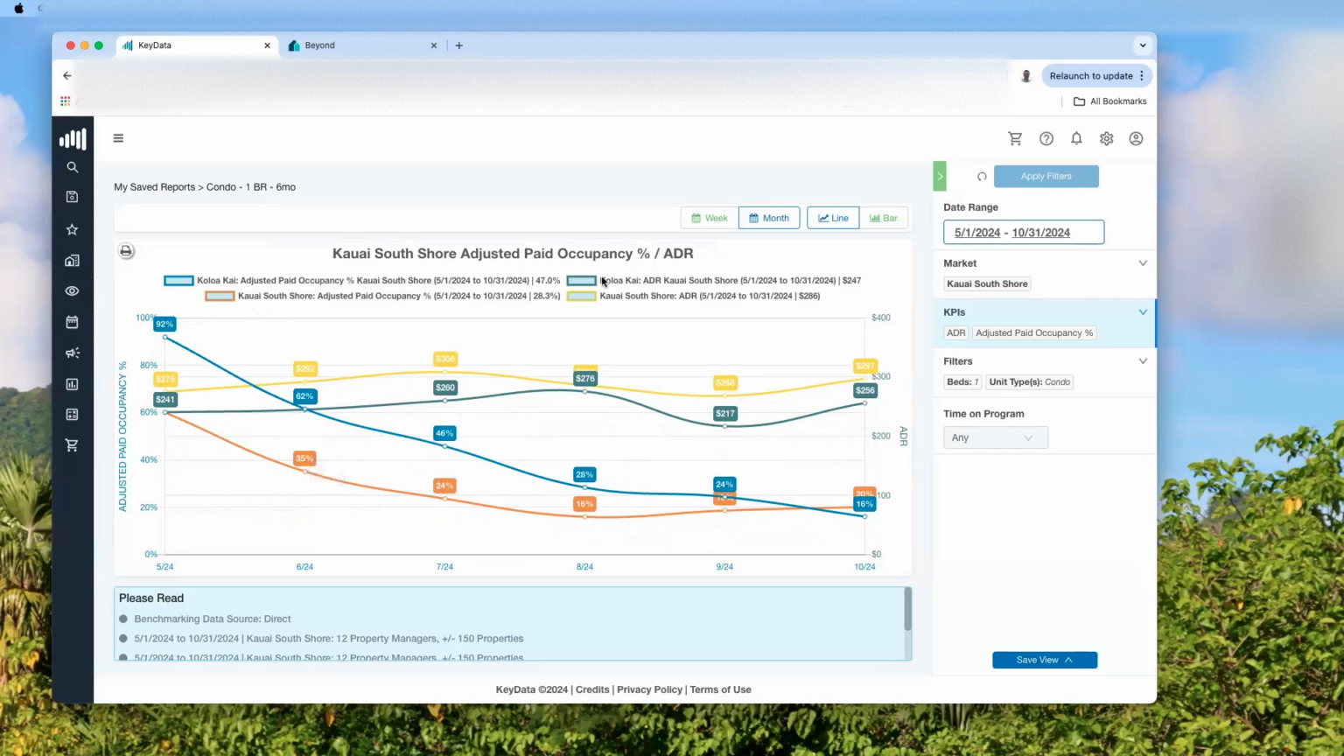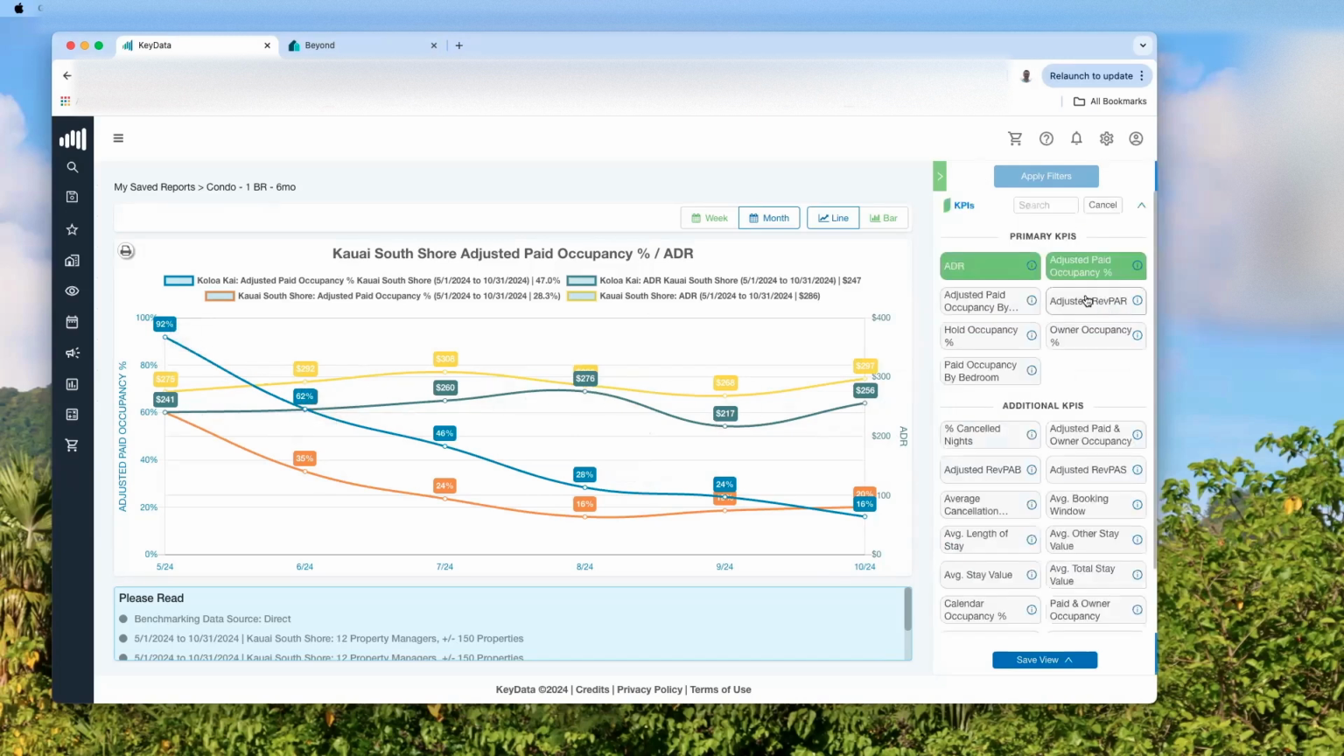Then we have Koloa Kai average daily rate, what color would we call that? A darker blue or a bluish gray? Maybe a teal. There we go. That's the right name for it. Teal. And then we've got in yellow the Kauai South Shore average daily rate. This takes our specific property set and baselines it against other one bedroom condos for the next 6 months, and allows us to see what our occupancy looks like and what our average daily rate looks like.